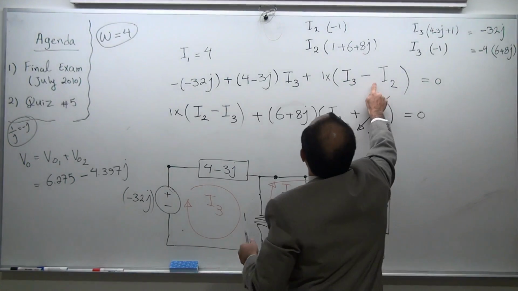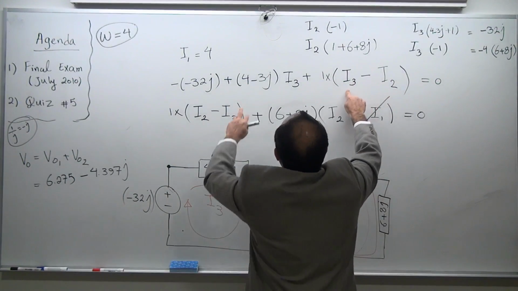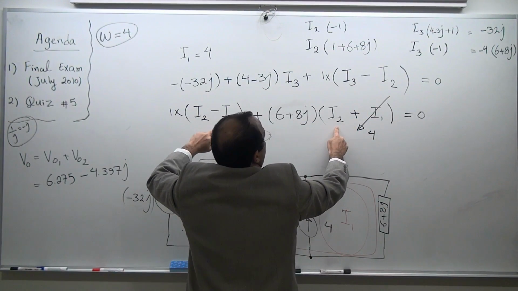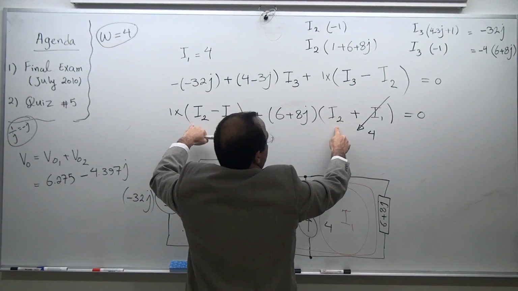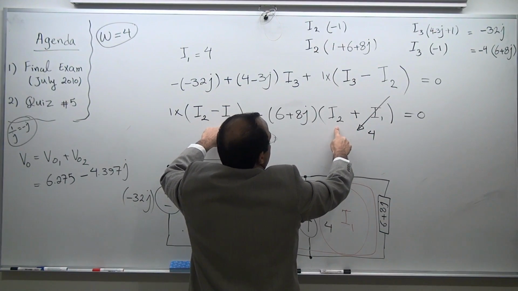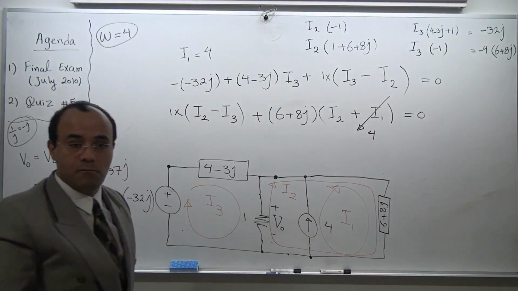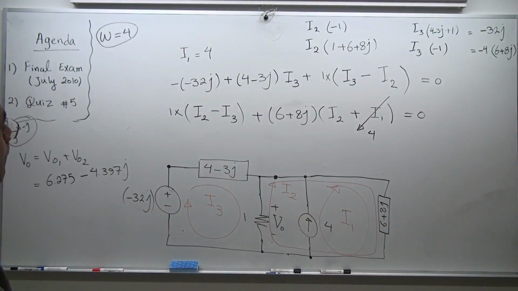Okay, let me double check. I1 minus 1, I3 is this, I2 is this, and I3 is that, and this one is constant, and this one is constant. Yeah, okay. That's fine.